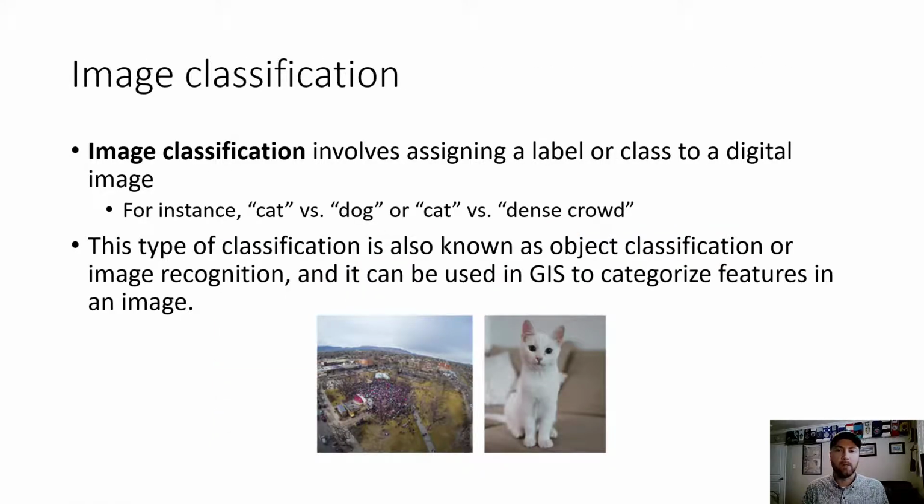Image classification. You've had some sort of exposure to this in other contexts. Image classification involves assigning a label or class to a digital image. For instance, cat versus dog in my previous example, or in this case here, cat versus a dense crowd, 2 things that are completely unrelated. This type of classification is also known as object classification or image recognition, and it can be used in GIS to categorize features in an image.